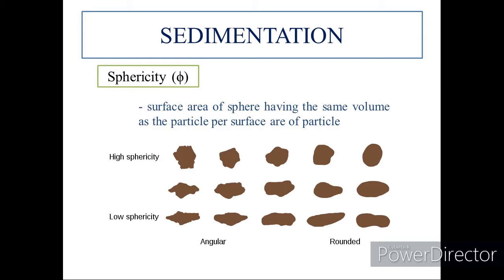Sphericity is defined as the ratio of the surface area of a sphere having the same volume as the particle to the surface area of the particle. So as you see on the illustration, it is the measure of how closely the shape of an object resembles a perfect sphere.